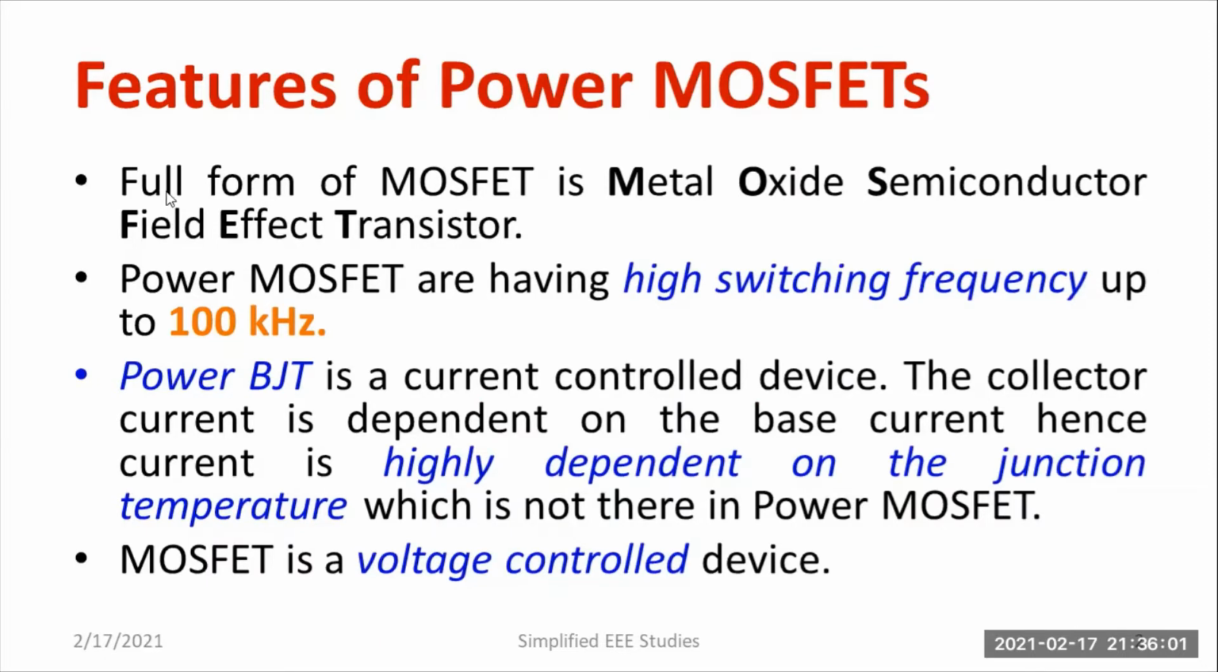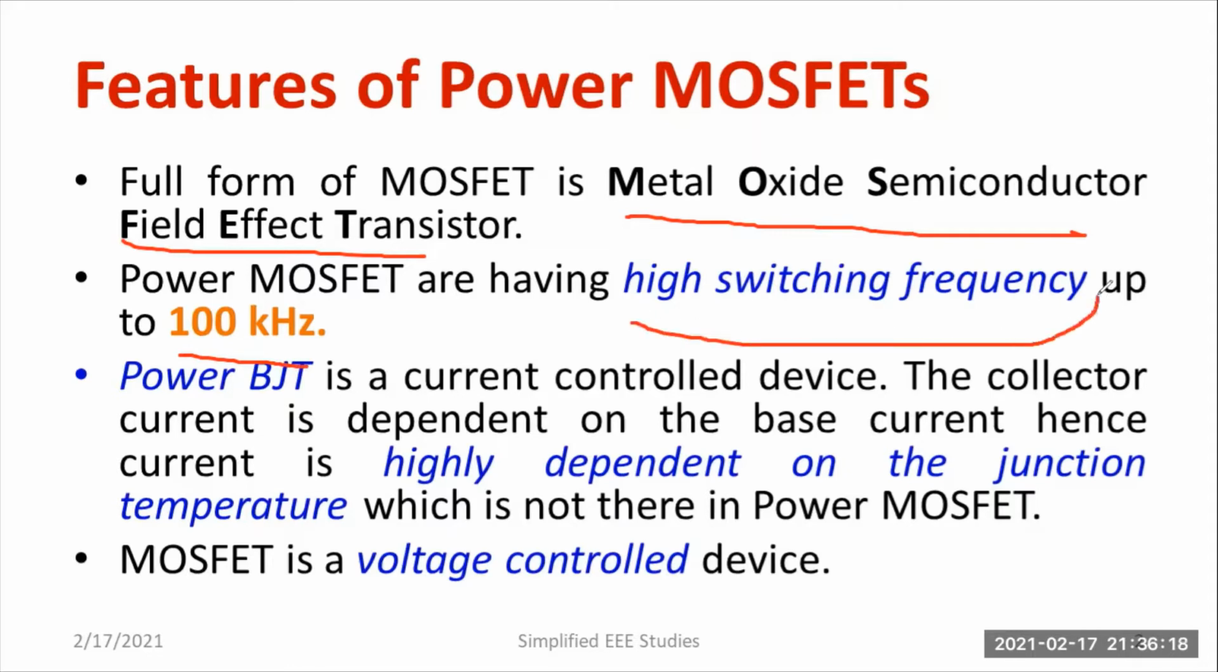First and foremost, what is the full form of power MOSFET? It is basically a metal oxide semiconductor field effect transistor. That is the elaboration of power MOSFET. You can use power MOSFET up to 100 kilohertz. That means it is suitable for high frequency switching applications. That is very clear. Compared to power BJT, there is no problem of secondary breakdown.